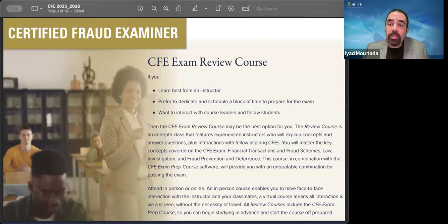So if you want to become a certified fraud examiner, the easiest way for you to be able to get certified is attending the CFE exam review course, which I'm so glad that so many of you decided to go with this decision. Because in the CFE exam course, we are going to guide you step by step to be able to prepare and pass the exam.